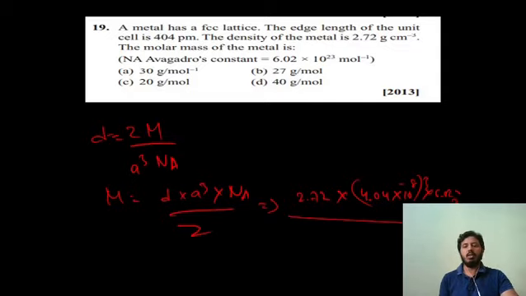23 divided by Z. So here they have given FCC lattice, so that Z value is 4. And after simplification, you will get the answer 27 gram per mole. That is option B.